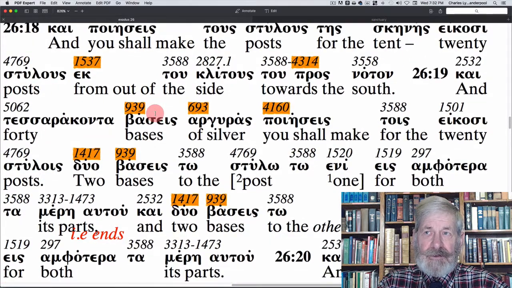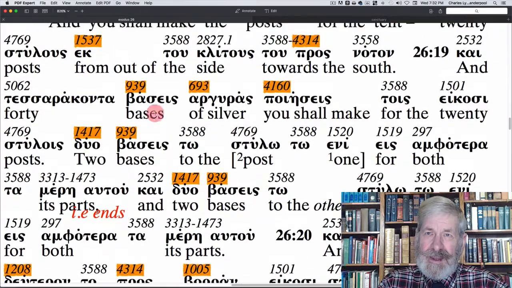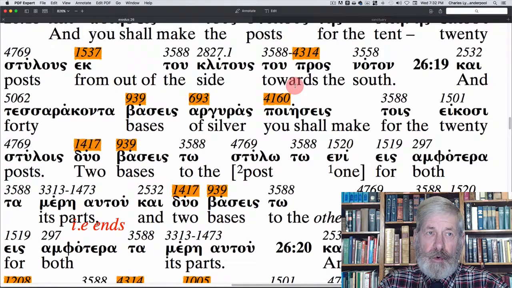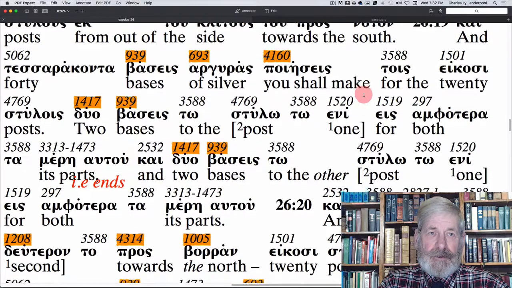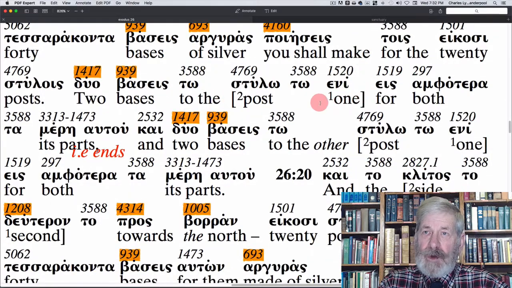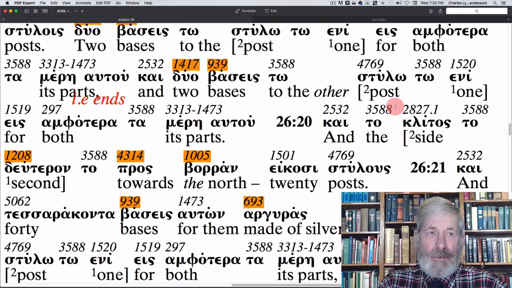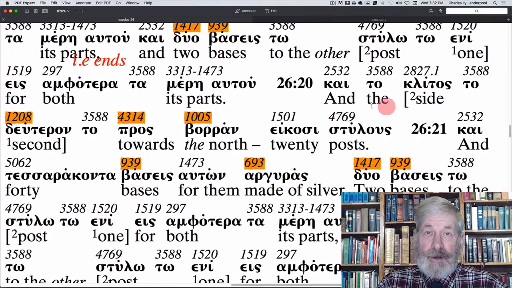from the side towards the south, and 40 bases of silver you shall make for the 20 posts. Now these could be vertical ones here, 20 of them on the side towards the south, going up, and 40 bases, that would be up in the top and at the bottom, you shall make for the 20 posts. 2 bases to the one post for both its ends, that is, and 2 bases to the other one post for both its parts. Unless I don't know, unless this is all, this is what it says, what exactly it is.